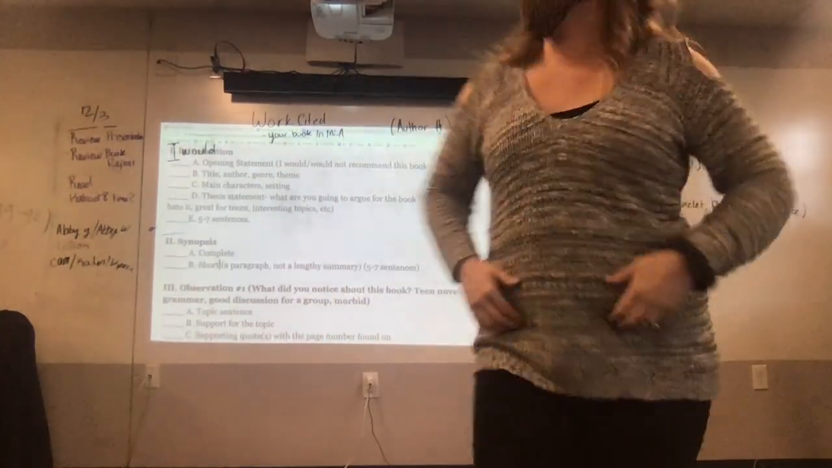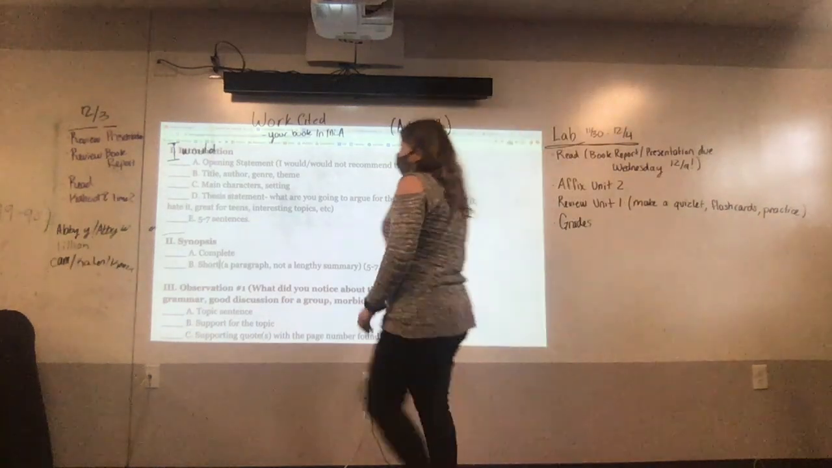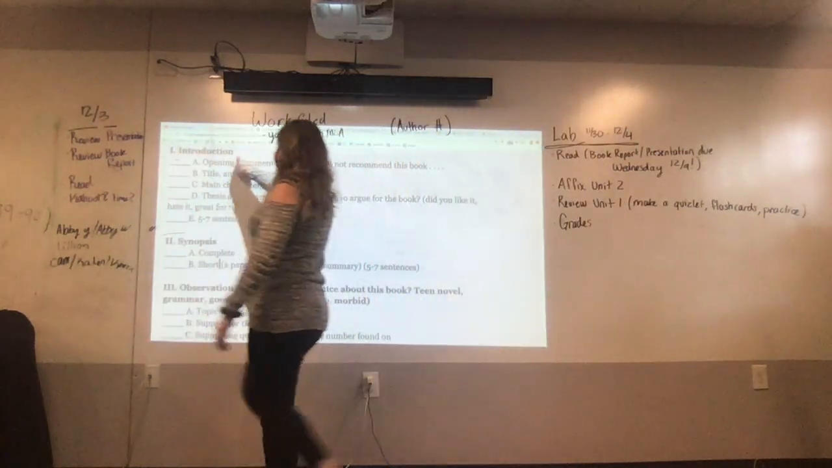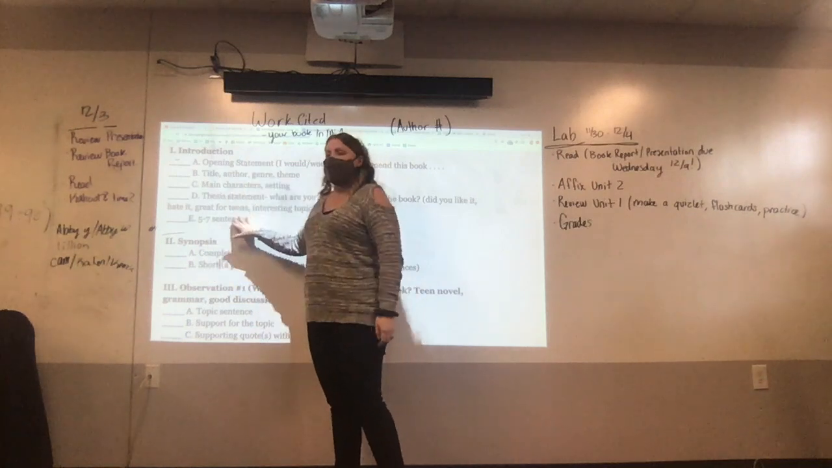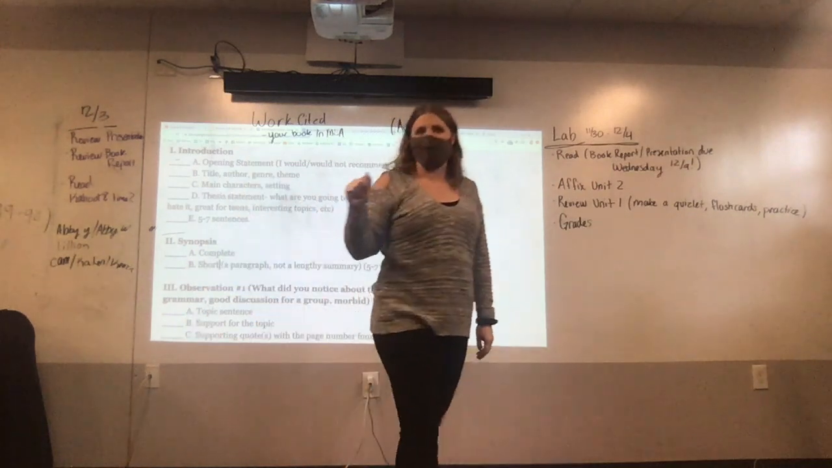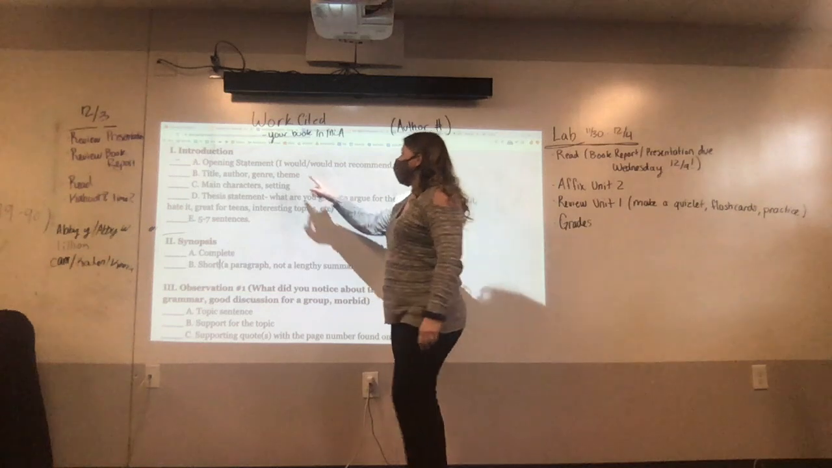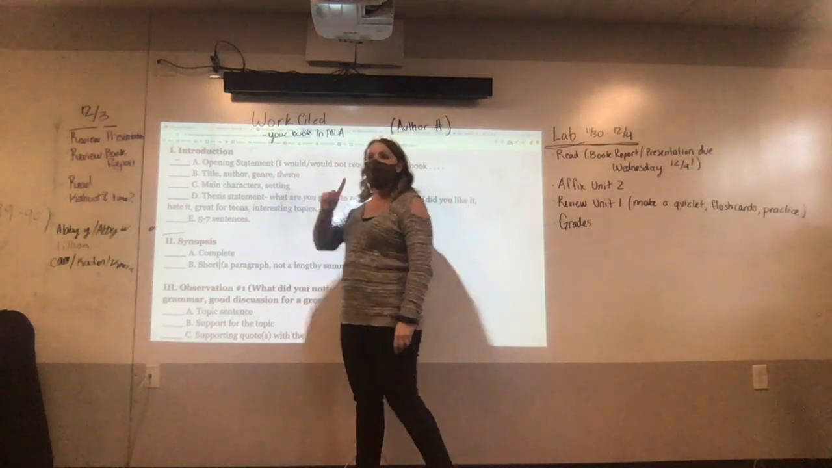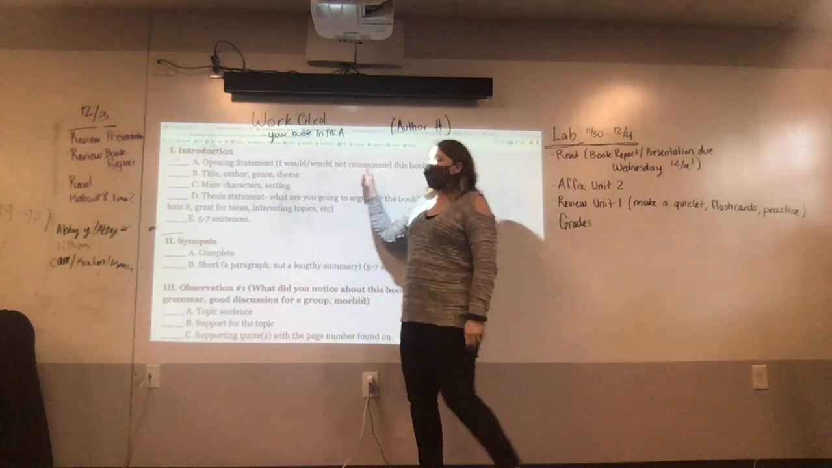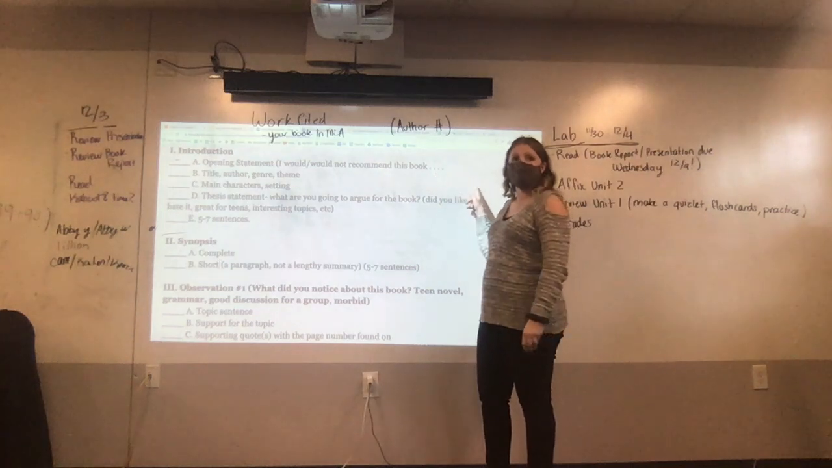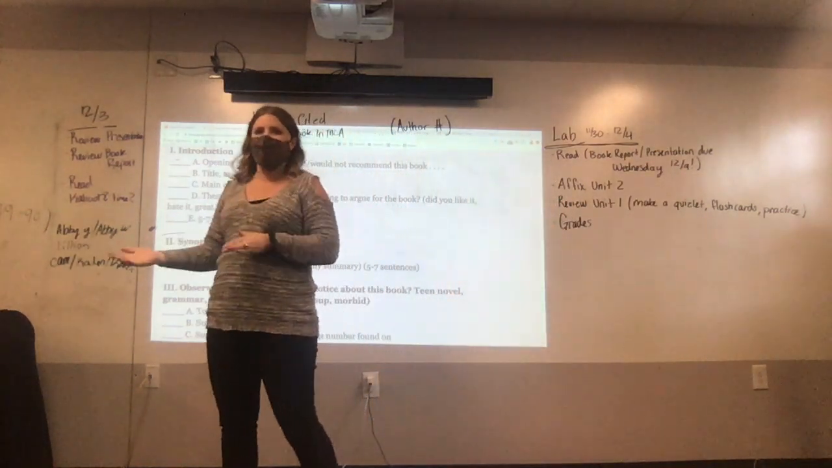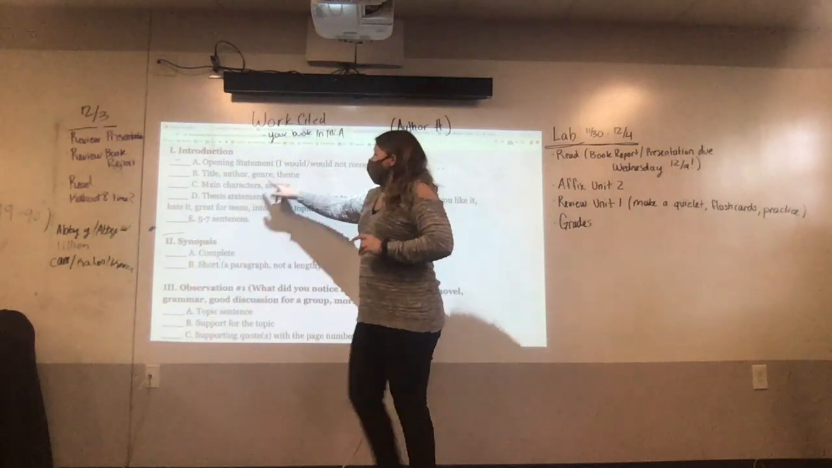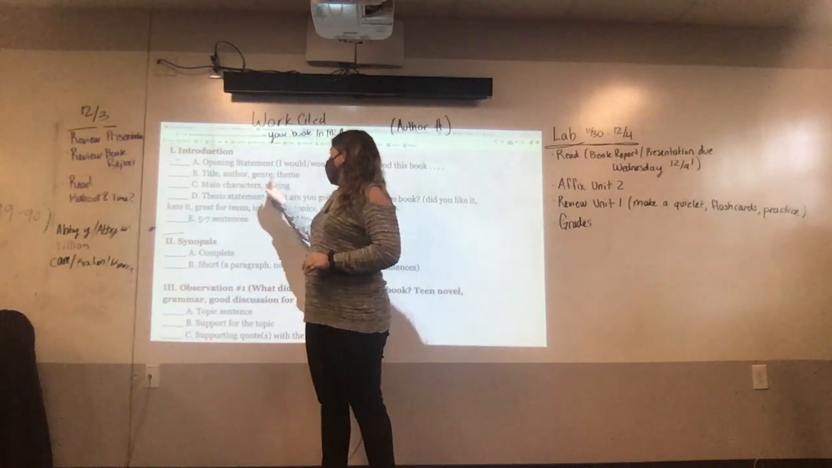So the first paragraph is an introduction. What you're going to see right here is it says introduction, and then we have A all the way to E. And these are the things that you have to include in that specific paragraph. So A is an opening statement where it says, I would or would not recommend this book because, and then that's where you start to tell us maybe like you liked it or you didn't like it. Then the title, author, genre, and theme.